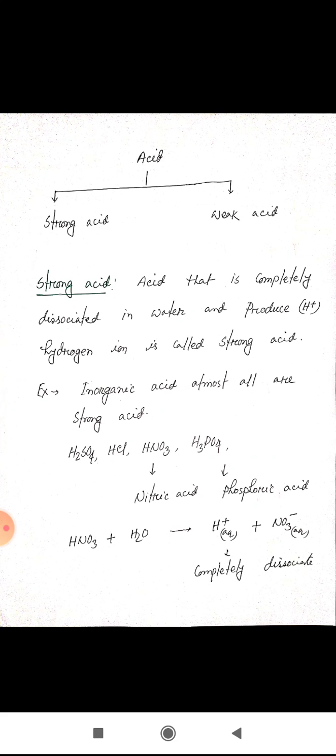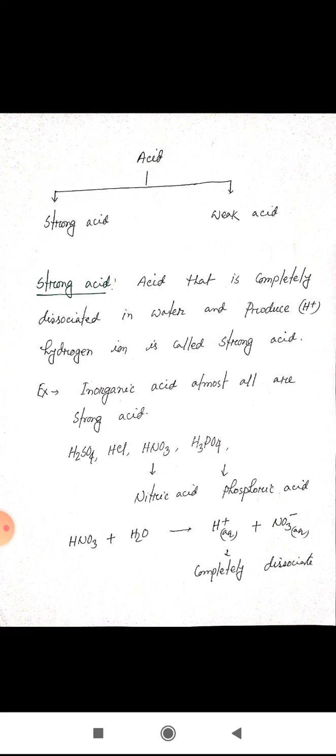Acid that is completely dissociated in water and produces proton or hydrogen ion is called strong acid. We know the substance that produces hydrogen ion in water or aqueous solution is acid. So if it is completely dissociated, 100% dissociated to produce hydrogen ion, then it is called strong acid. Again, acid that is completely dissociated in water and produces hydrogen ion is called strong acid.